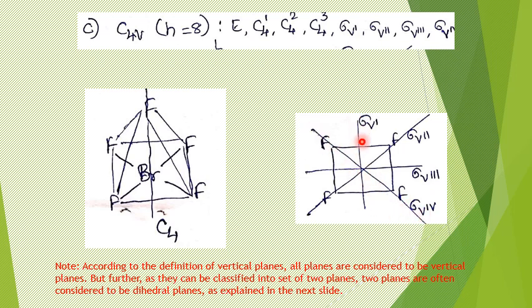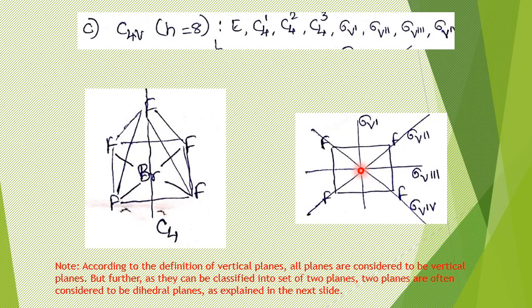Here the plane was not passing through any of the fluorine atoms. Here this plane and this plane, 2 more planes, pass through fluorine atoms. All these are vertical planes itself, because all of them pass through this principal axis itself. So they cannot be dihedral planes.